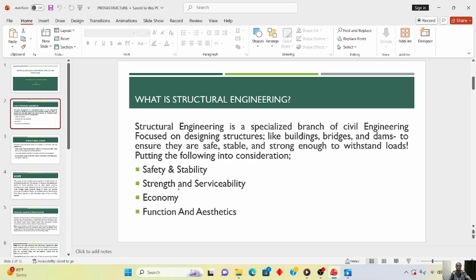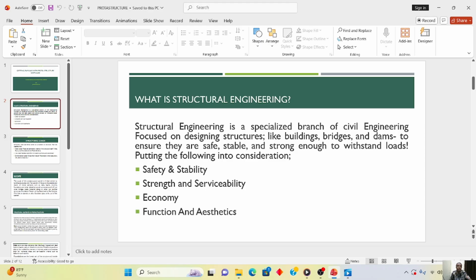The next consideration is economy. When you are designing, even though safety comes before economy, you should also consider economy. It's very important in design. After safety is economy. Don't put economy first. Safety must come before economy, but you must also consider economy.